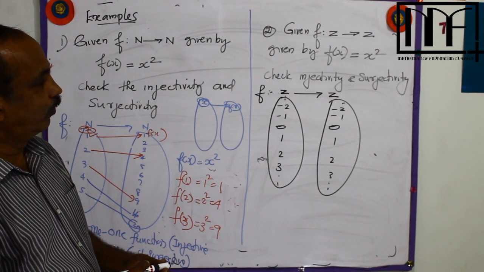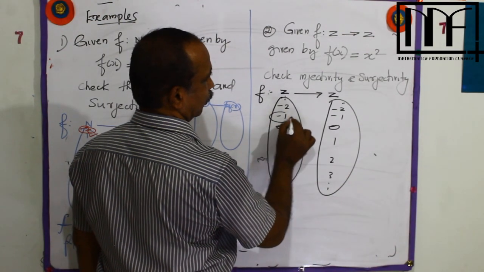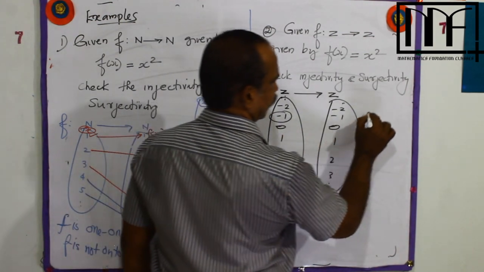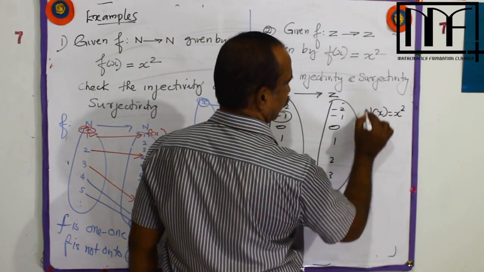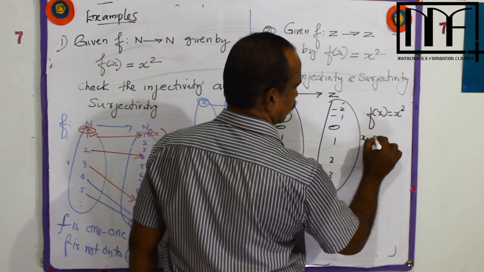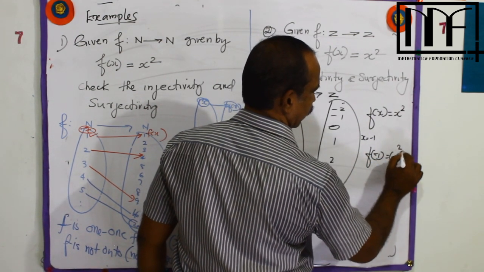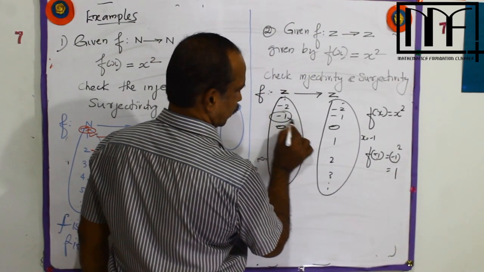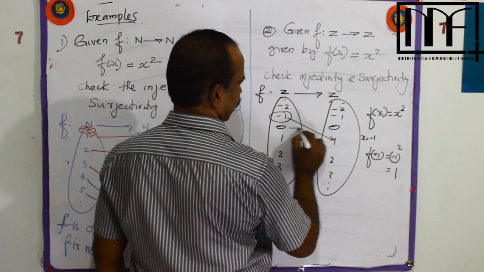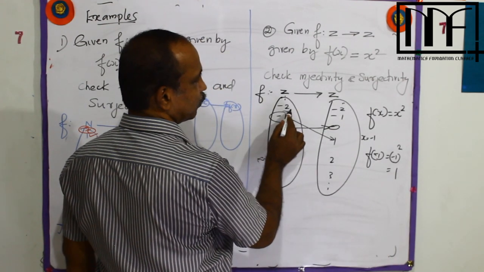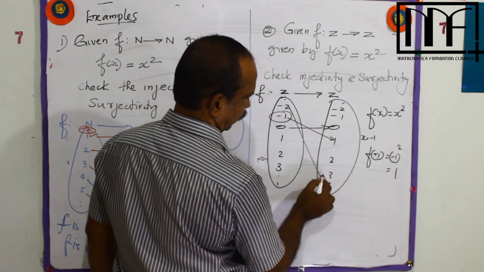First of all, let us see injectivity. The definition is f(x) equals x square. If you take x equal to minus 1, f of minus 1 is minus 1 the whole square, which equals 1. F of 0 will definitely be 0. Then f of minus 2 will, in the same way, come to 4.